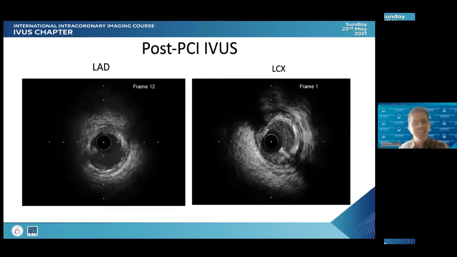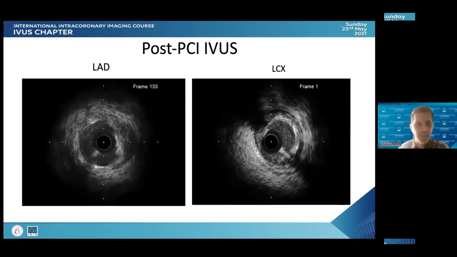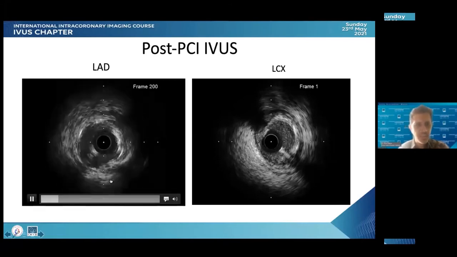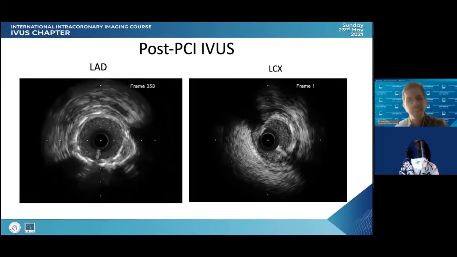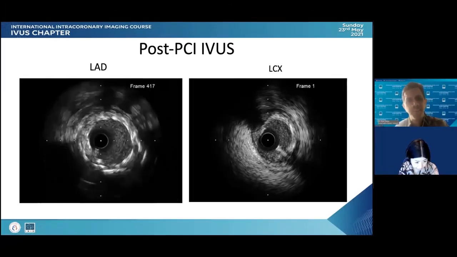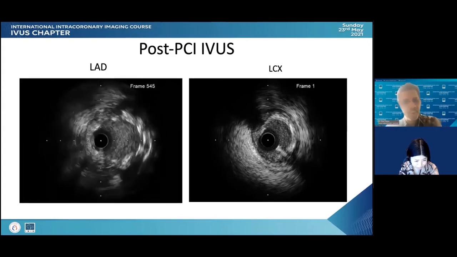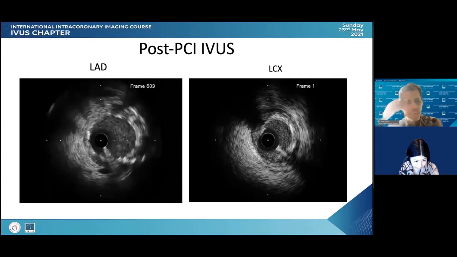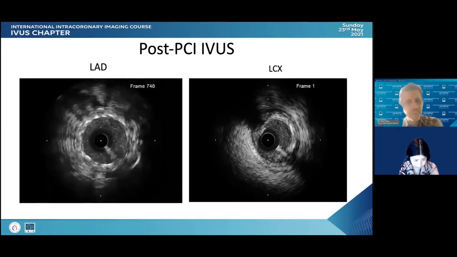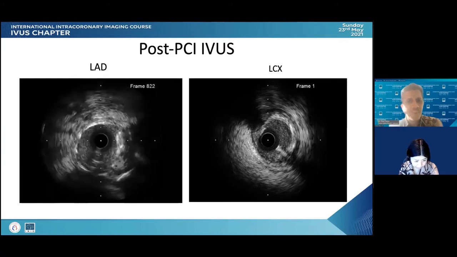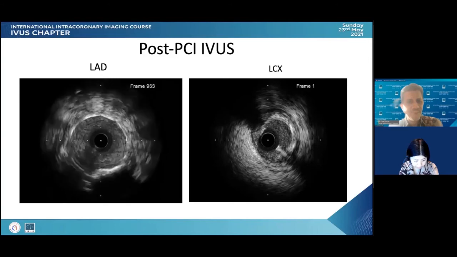Yeah. And this is the LAD, post-PCI IVUS of the LAD. So this seems to be still the old stent segment because I see neointima inside. And now it looks like this is the new stent. There is no more neointima inside. And I think it is a good expansion because on IVUS this is almost 3.5 in terms of diameter. And that's the ostium, I guess, coming. And the circumflex is at 6 o'clock.